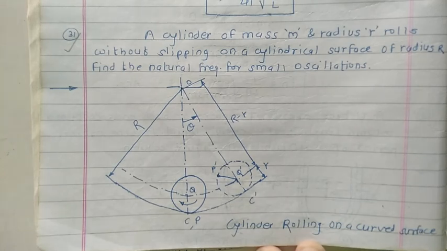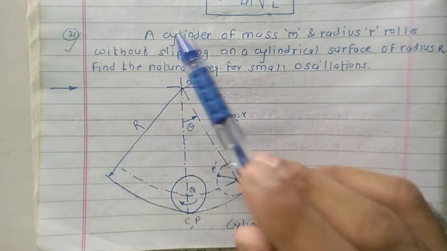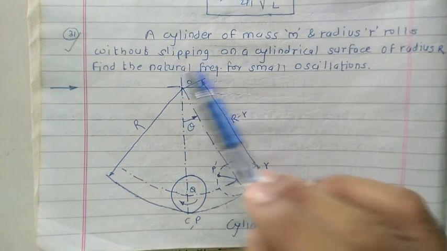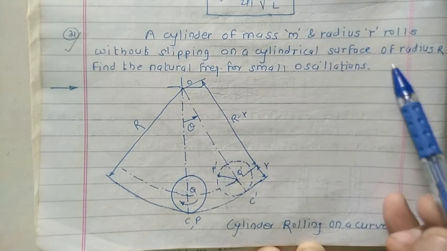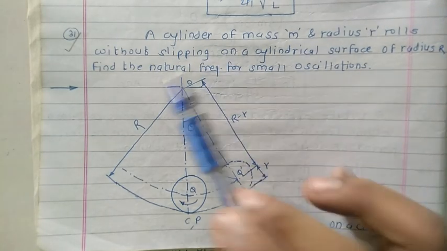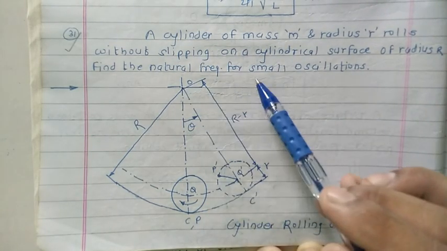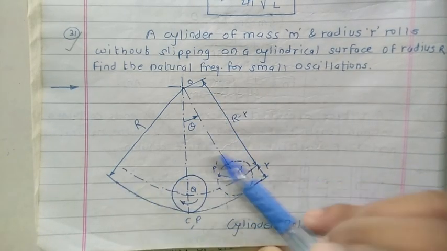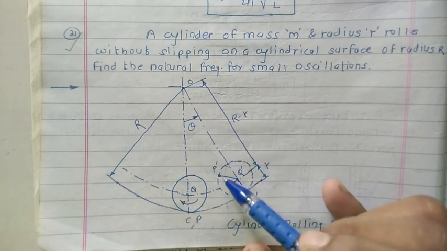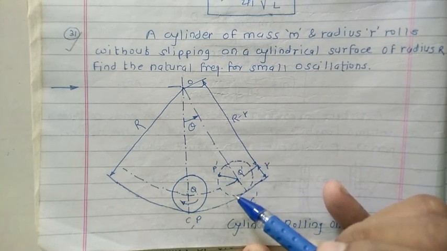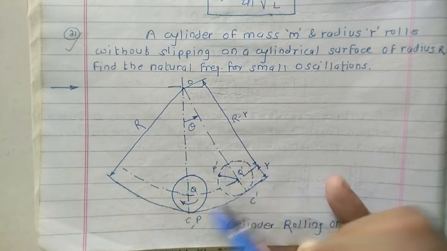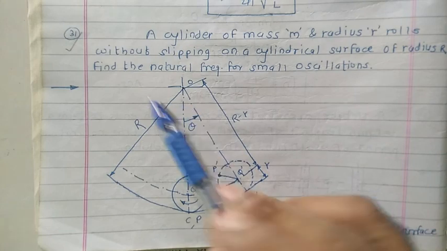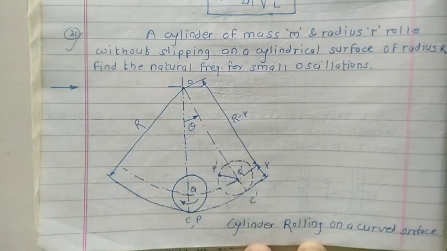Let us start the next problem. A cylinder of mass small m and radius r rolls without slipping on a cylindrical surface of radius capital R. Find the natural frequency for small oscillations. So the system is like this one. Here the cylinder of mass m and radius r rolls without slipping on a cylindrical surface like this one, whose radius is capital R. Our ultimate aim is to find the natural frequency for the small oscillation.